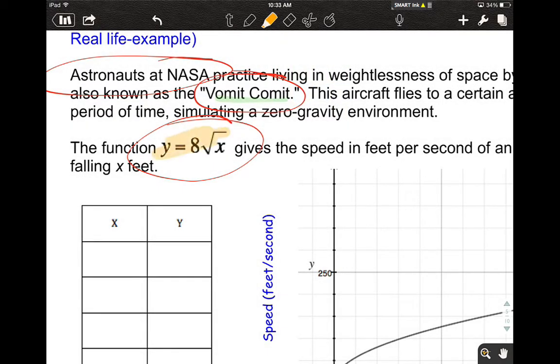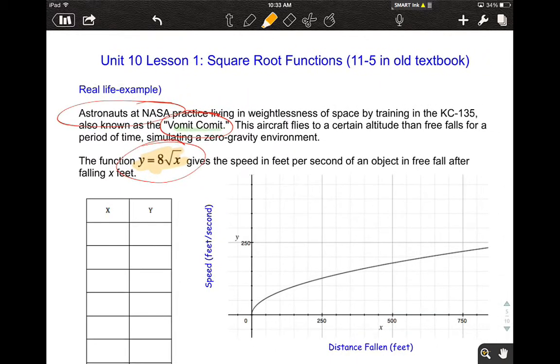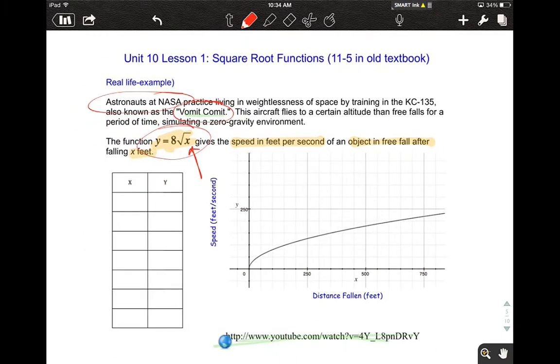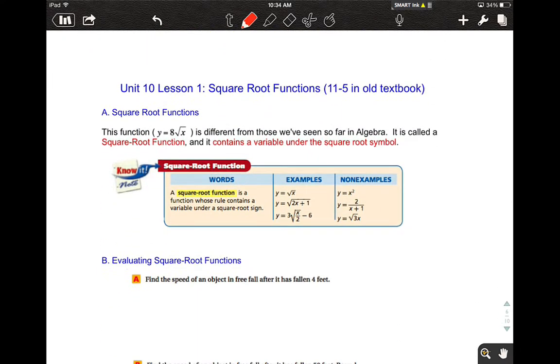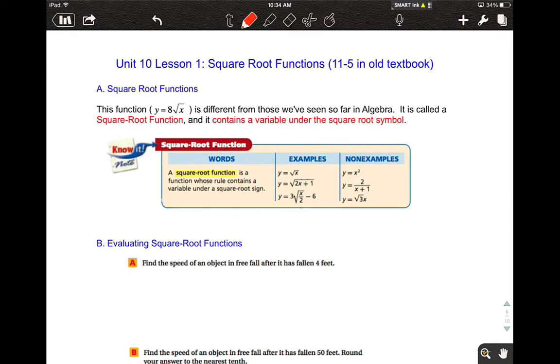This function says y equals 8 times the square root of x, is the speed in feet per second of an object in free fall after it has fallen x feet. So the x here is how many feet it has fallen, or the distance of falling. We'll get to that. I'm getting you a little excited about class on Monday, but why don't we get into the basics of the ideas. Unit 10, Lesson 1, the basic ideas of square root functions.